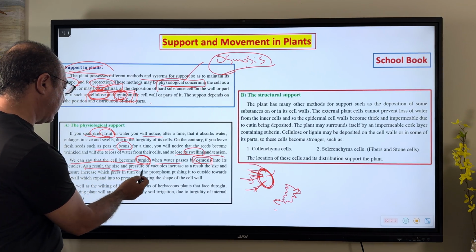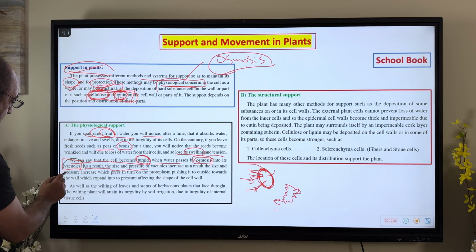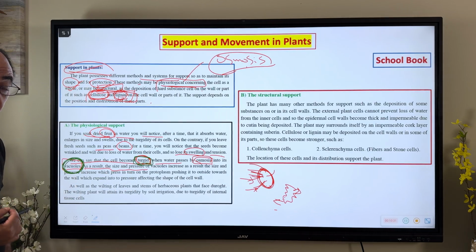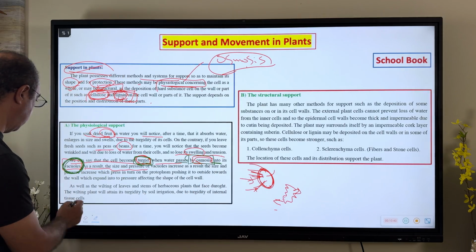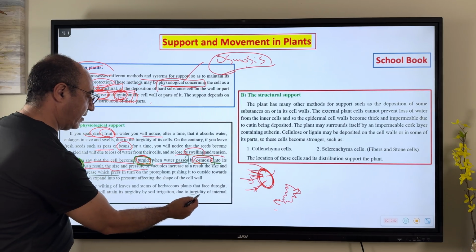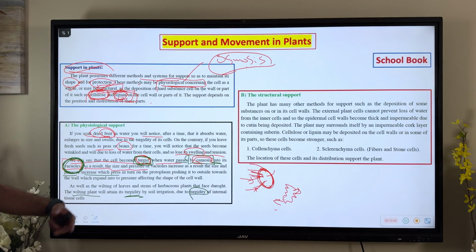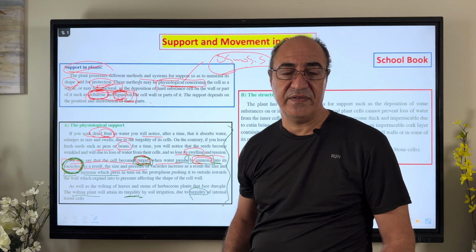So as a result, the size and the pressure, and again here it specifies for you the word vacuoles, turgid. See, I'm giving you the keywords here. You're going to be examined on these keywords, so I want you to pay attention to them. Water passes by osmosis into the vacuole, its pressure increases, as well as wilting of leaves and stems. So basically it's giving you turgidity, same thing, and wilting.